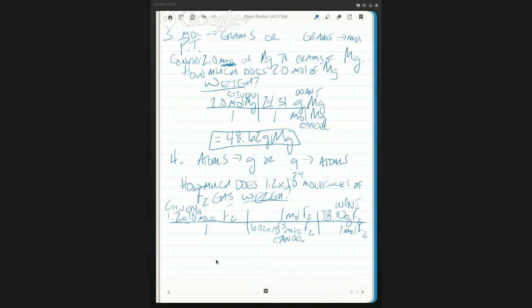So I plug it in, 1.2 second function EE 24 times 38 divided by 6.02 second function EE 23, and let's see, oh, it's got 2 sig figs. My calculator says 75.747. I only have 2 sig figs, so my answer is really 76 grams of F2. So I hope that you got the same answer. If you did, you got it correct.